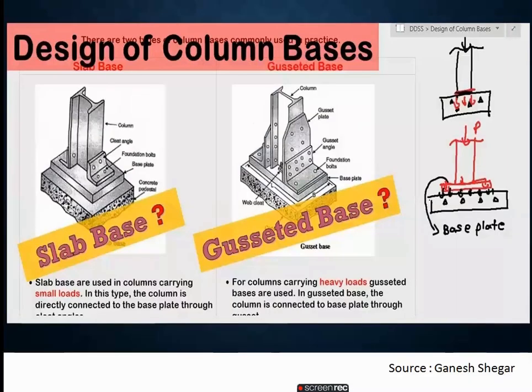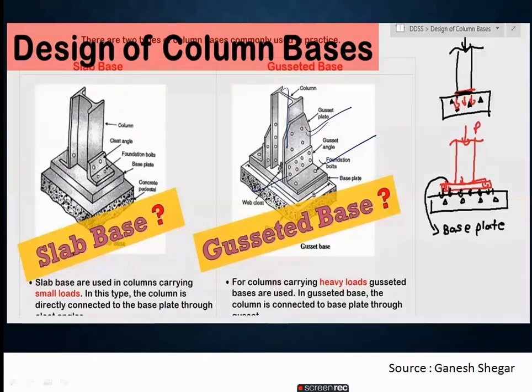And also we have a gusset plate. We will attach the same thing: there is a gusset plate attached to the column. The foundation is the same, the column is the same, but we attach it with the gusset plate. But in our syllabus, the gusset plate is not there.